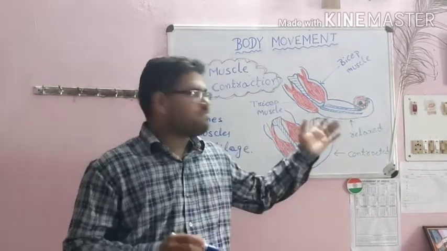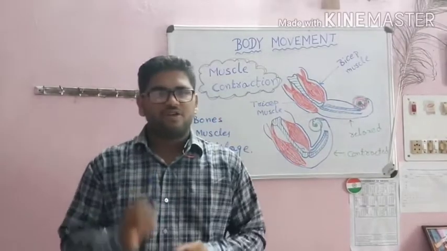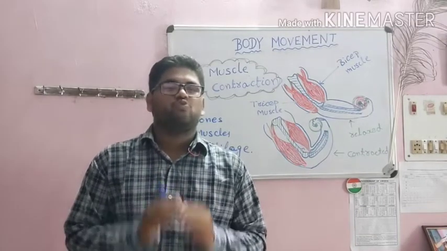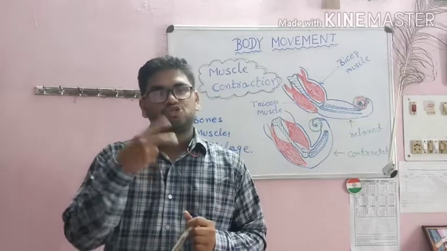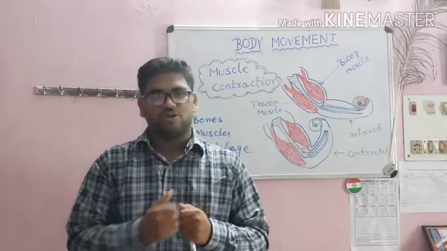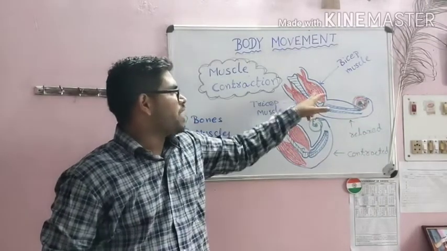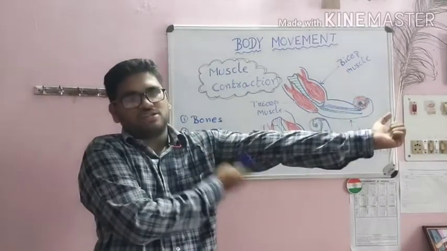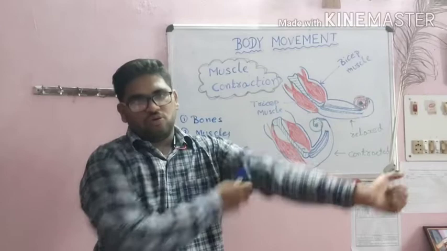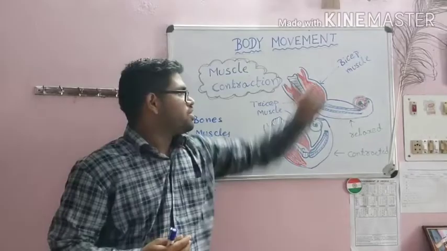So with the help of this picture or diagram we learn how muscle contraction occurs. Before learning muscle contraction we have to remember one thing: muscles always work in pairs. Always two muscles are there which regulate the movement of bones. Here in this region two muscles are there. One is the bicep muscle, the upper part, and another is the tricep muscle, which is present below the humerus bone. These two muscles regulate the movement of the humerus bone, whether upward or downward.